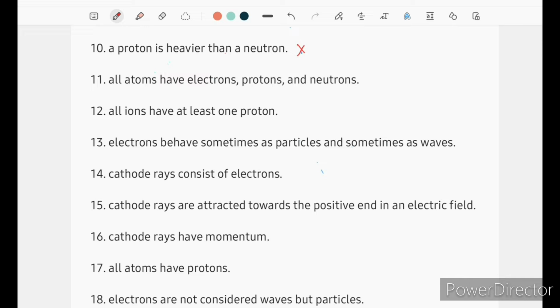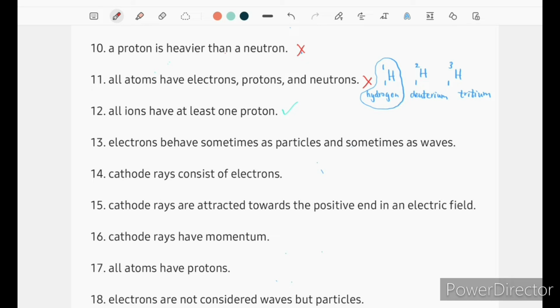It is incorrect. 11th one, all atoms have electrons, protons and neutrons. Incorrect. For example, hydrogen has 3 isotopes: hydrogen, deuterium and tritium. Out of these 3 isotopes, the one with mass number 1 does not have a neutron. Atomic number is indicated on the bottom and mass number is indicated on the top. 12th one, all ions have at least one proton. It is correct.